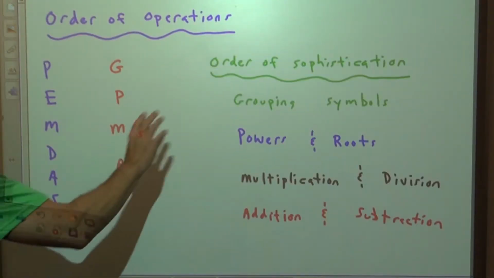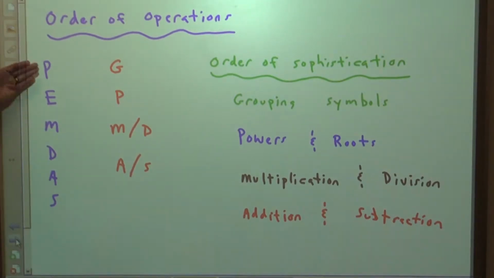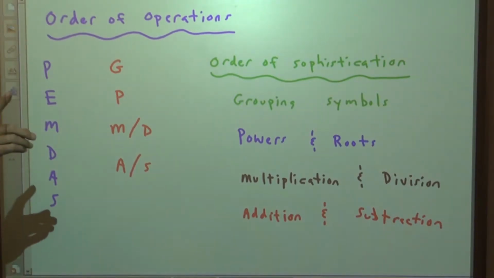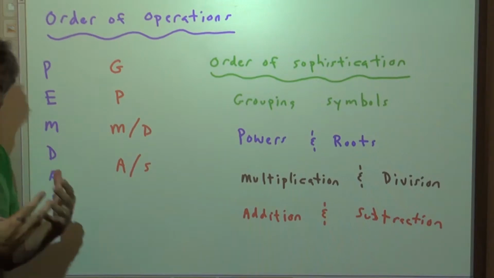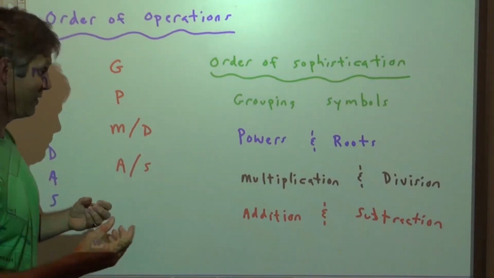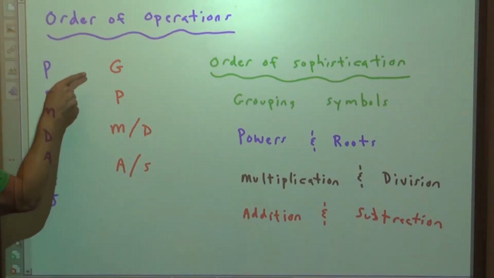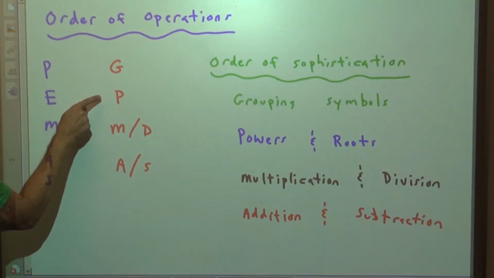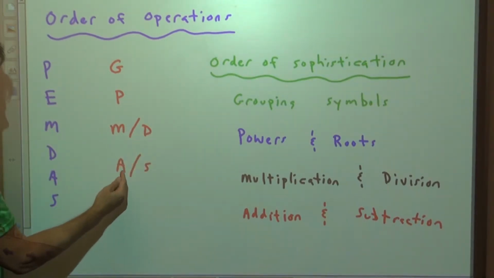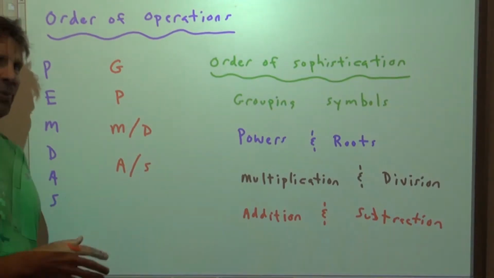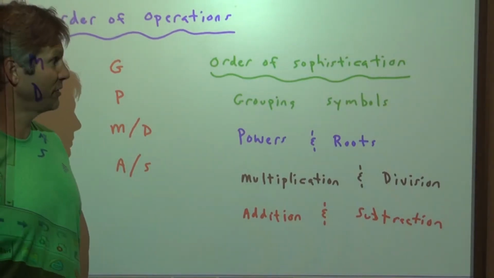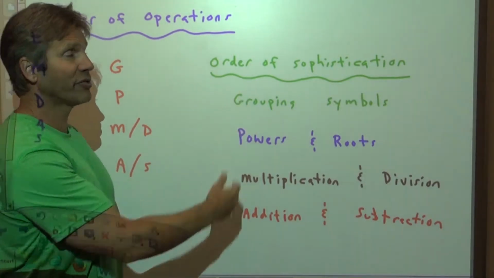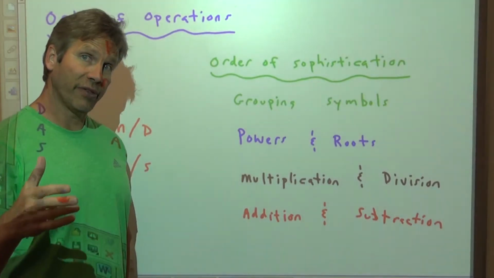So if we put it all together, we can do please excuse my dear Aunt Sally, but honestly, some kids in memorizing this think that you do multiplication before division. It's a tie. They're at the same level. They're inverses of each other. They're just as sophisticated. So it would be better if we said do grouping symbols first, then powers, then multiplication or division, and then addition and subtraction. But I think the best thing to do, instead of having mnemonic devices and memorizing stuff, is just to say, hey, what's the order of sophistication of the operations?